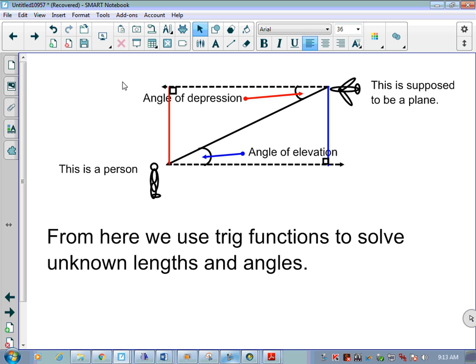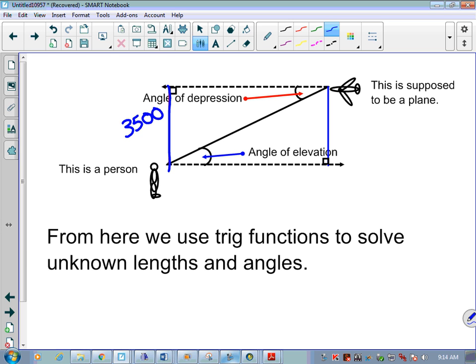So from here we use trigonometric functions to solve for unknown lengths and angles, and a lot of it can still be confusing because of the terminology they use in reference to, let's say, elevation. Elevation is typically going to be my opposite. So if this plane has an elevation of, let's say, 3,500 feet, that is this length right here.